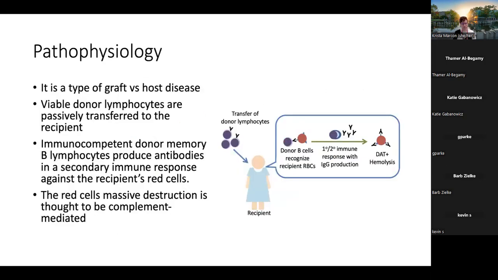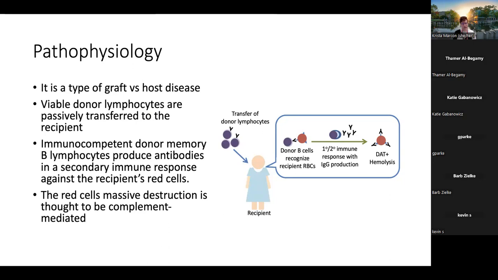So what is the pathophysiology of PLS? PLS is actually an under-recognized complication of solid organ and stem cell transplant that usually leads to delayed hemolysis. This is the main feature. It is a type of graft versus host disease.